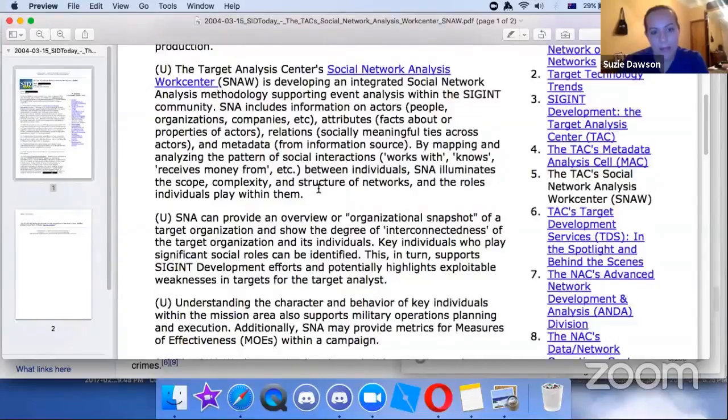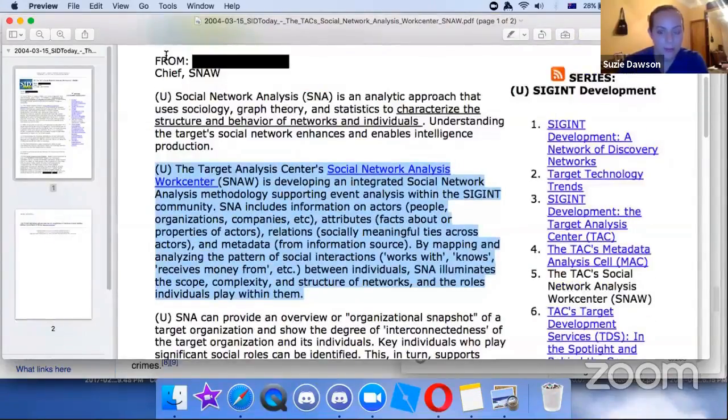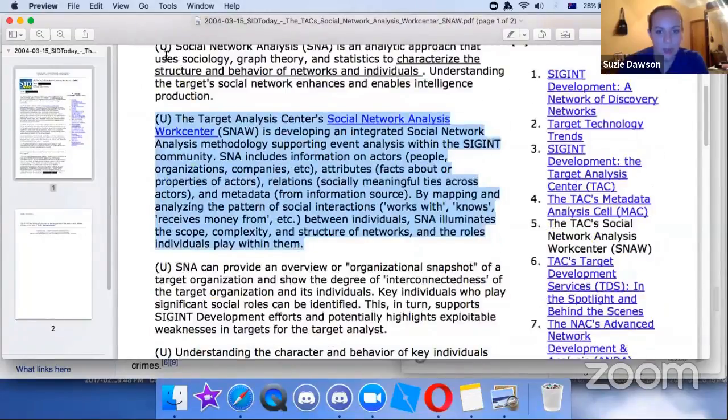And that the members of that activism group are having their organizations, attributes, relations, metadata, social interactions illuminated by the Social Network Analysis Work Centre at the NSA to assess the scope, complexity, and structure of their networks and the roles that those individuals play within them. Dr. Jane Kelsey, who New Zealanders wanted to vote New Zealander of the Year, who was the primary researcher and organizer of the movement against the TPP in New Zealand, will be having her, you know, who she works with, who she knows, who she receives money from, matched.